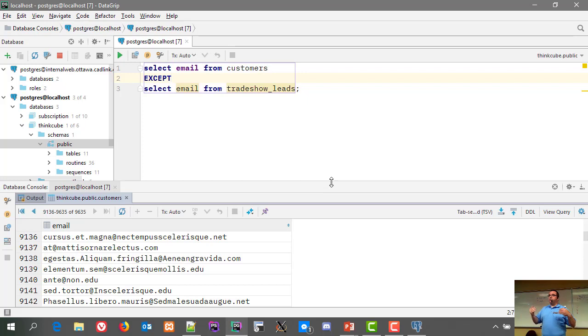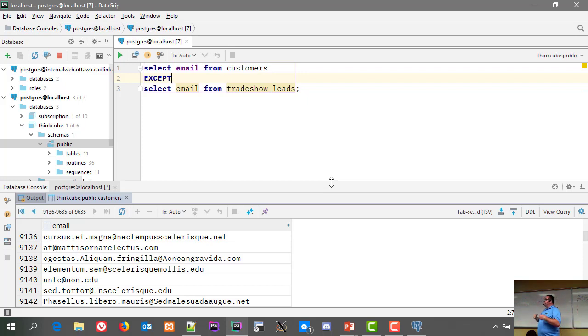Essentially, these are all the customers in the system that did not go to the trade show. And then you send out an email to those 10,000 people saying, why didn't you come and see us at the trade show? Maybe because I'm in New Guinea and the trade show was in Florida. It's not realistic, but just saying.